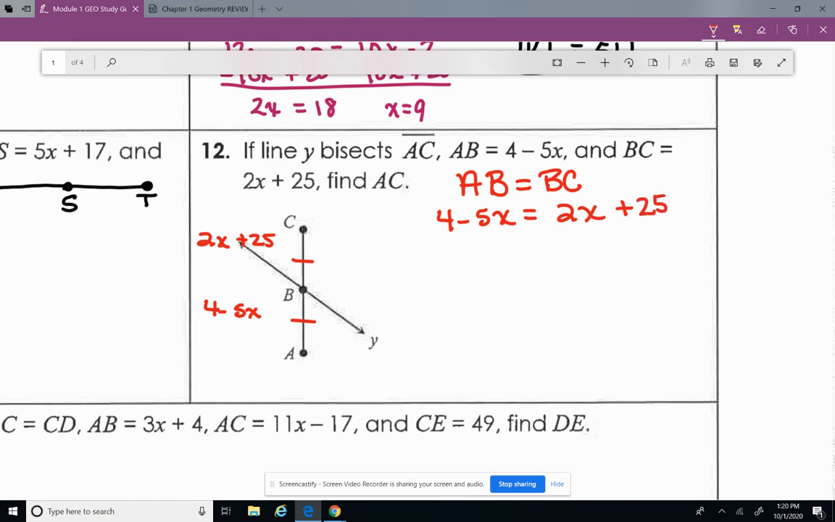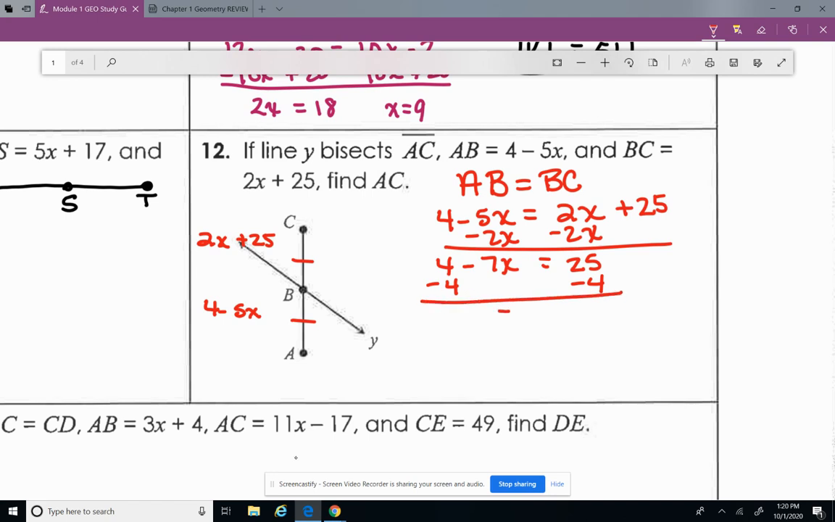All right, we're going to isolate the variable. We are going to subtract 2x from both sides. I paused for a minute because I'm like, oh, I really don't want to do that, but I already did it, so I'm going to do it. We are going to subtract 4 from both sides. All right, the next thing we're going to do is divide both sides by -7, getting -3. They want us to find AC, so we have to go back to our problem and see AC.